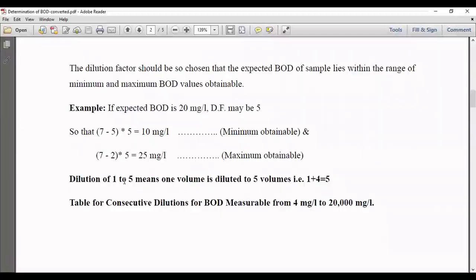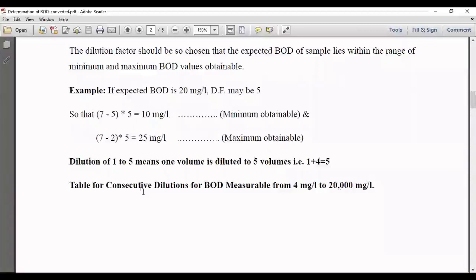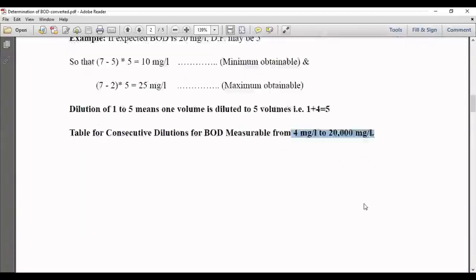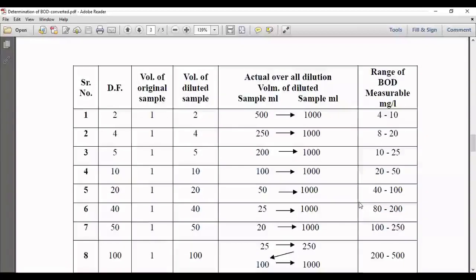Dilution of 1 to 5 means one volume is diluted to 5 volumes. We are going to see how this dilution factor of 5 works in the next table. The table for consecutive dilutions for BOD measurable from 4 mg per liter to 20,000 mg per liter is given to us. We are going to see a table in which we can dilute a sample to get an expected BOD from 4 mg per liter to 20,000 mg per liter. Let's see how this works.